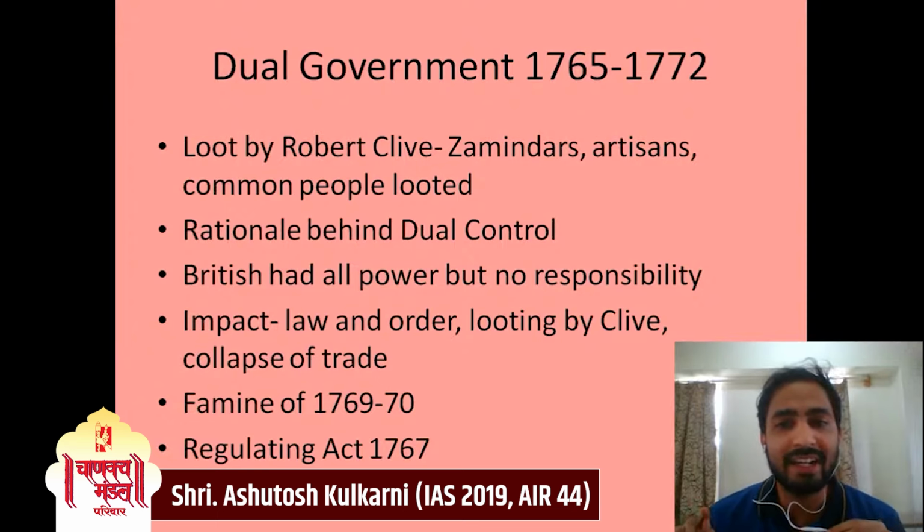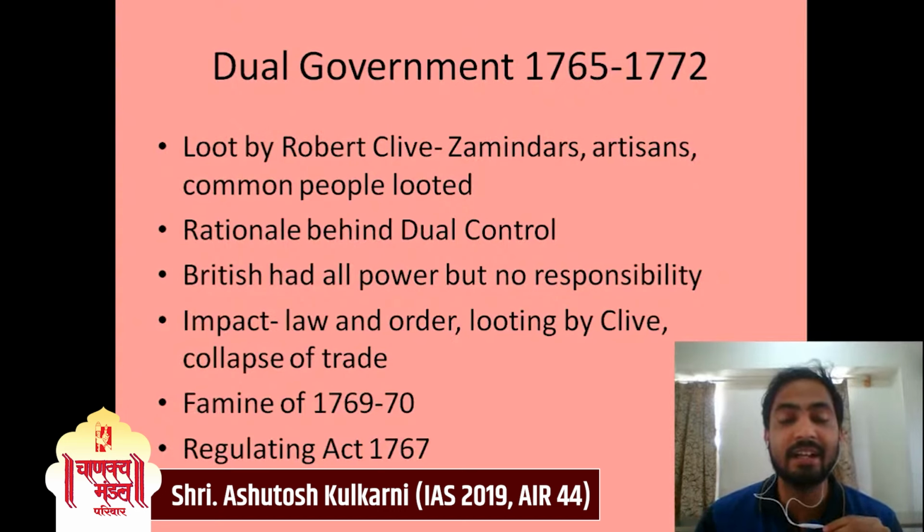So you will find that the British have all power but no responsibility. And the Nawab has all responsibility but no power. So it was a horrible condition. And naturally, when there is not a single ruler who rules in Bengal and there are multiple power centers, what comes out of it is anarchy. So what was the result of all of this? You will find that the law and order terribly collapsed in Bengal because the Nawab's soldiers were not there.